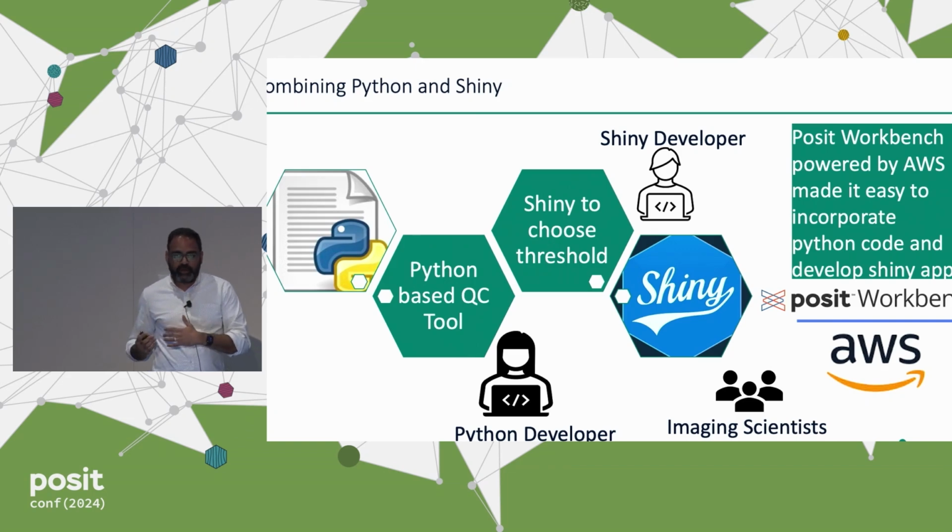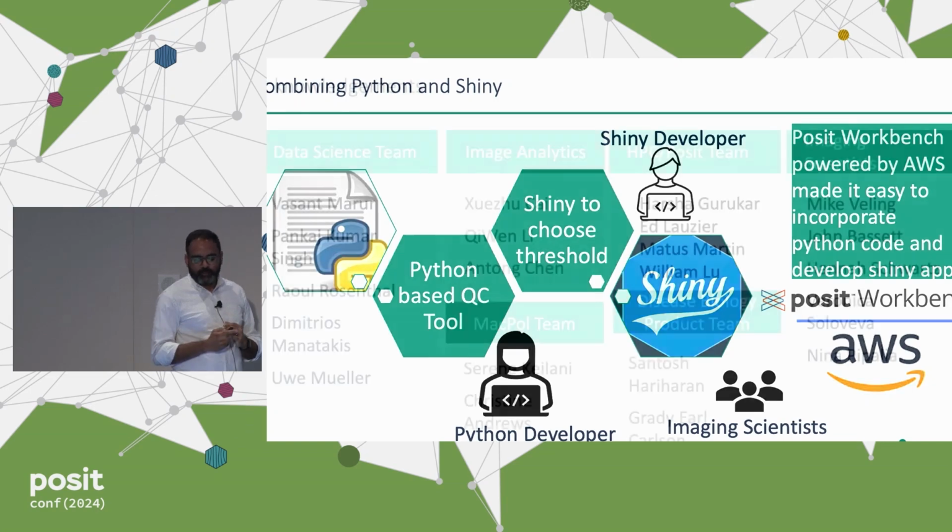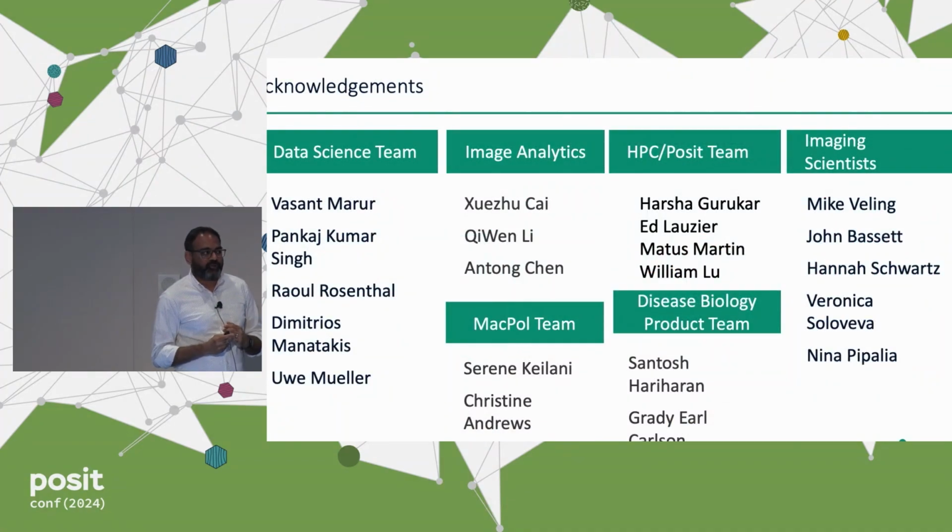Then we developed the Shiny tool to take the input from the Python tool and then give an interface to our imaging scientists so that they could use this. And everybody's happy this way. We're not reinventing anything or rewriting anything. We could use the tools that are already written. In this manner, we could actually get a really good deep learning model so that we could trust images coming out of it.